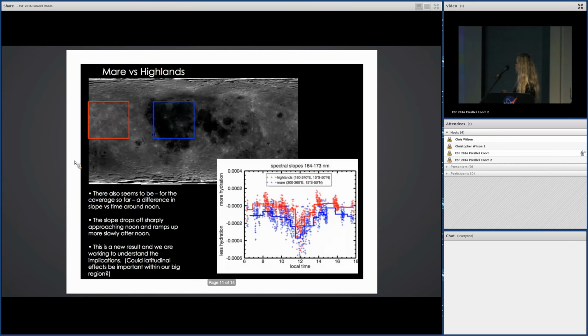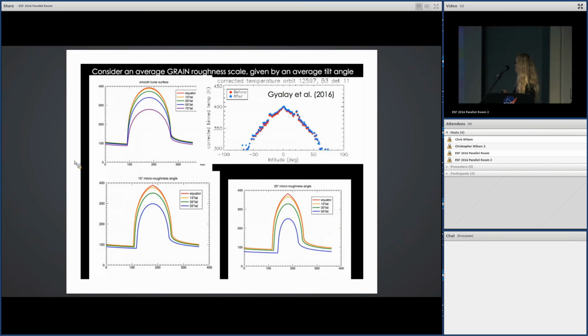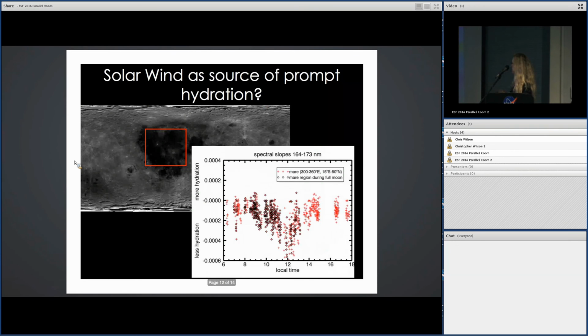Okay. The other thing that I want to show you is this same mare region that we looked at, which is on the near side. So this actually spends a lot of its time in the magnetotail.